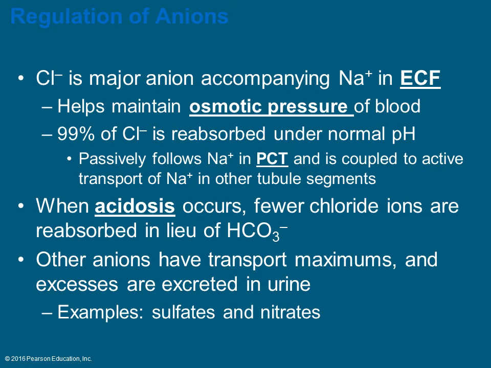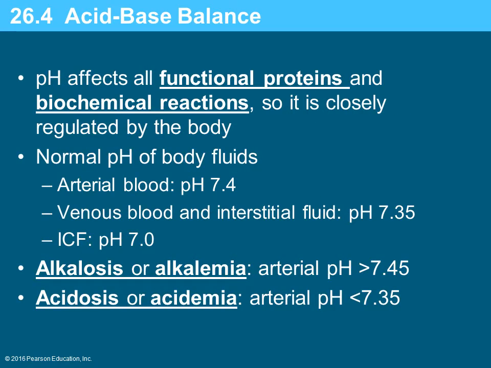Chlorine is an anion, meaning it's a negatively charged ion, and it often follows sodium. So they're often linked together. It is normally high in the extracellular fluid. When acidosis occurs, fewer chlorine ions are going to be reabsorbed. The main thing is it's usually tied to the sodium.